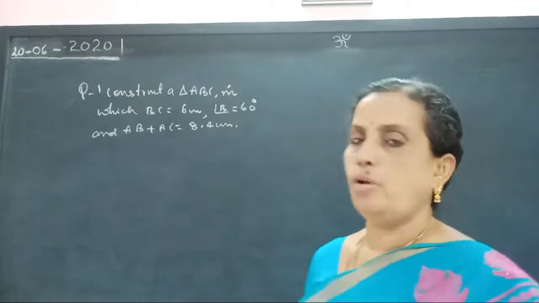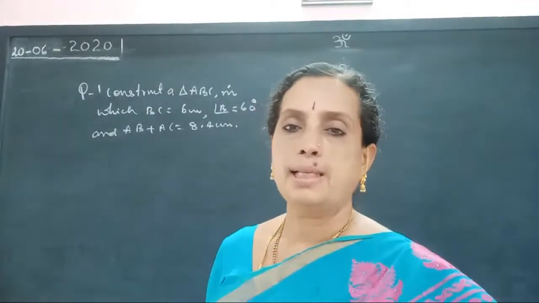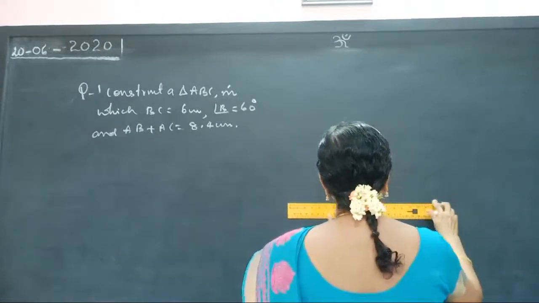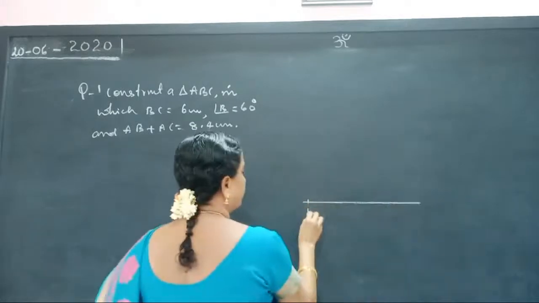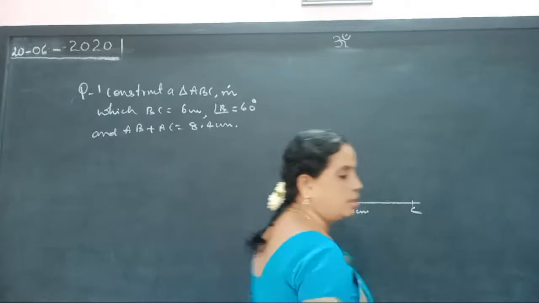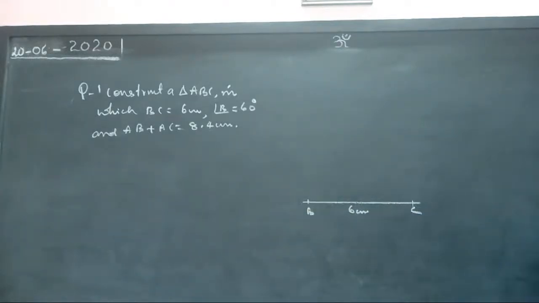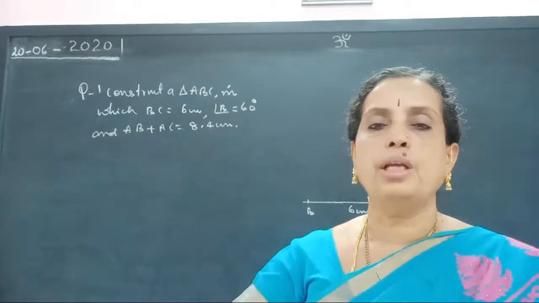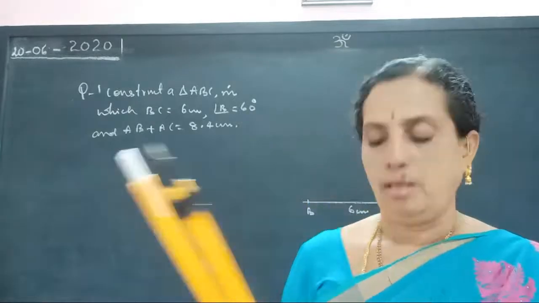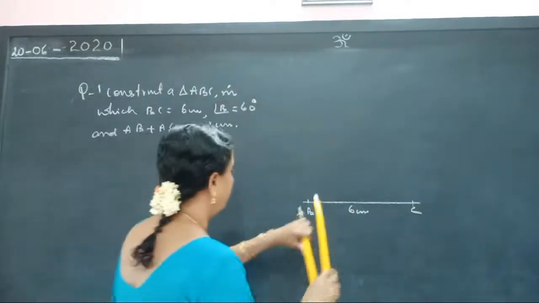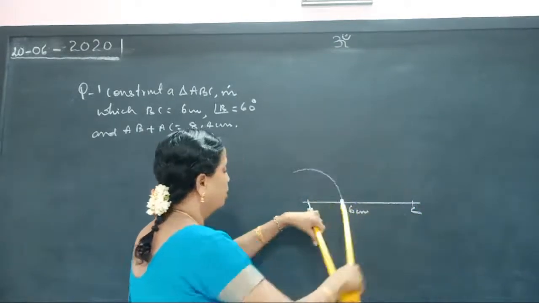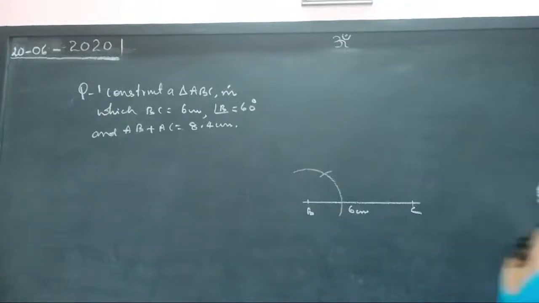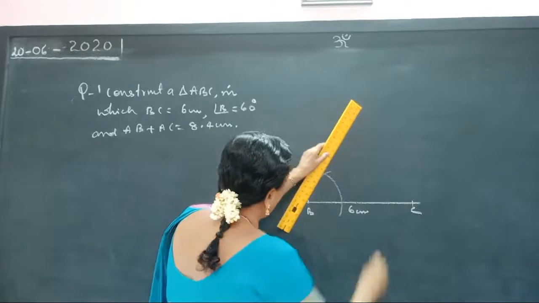What is the first step? You have to draw a baseline measuring 6 centimeter. Name it as BC. Write the measurement 6 centimeter. Now the given base angle is 60 degree. You all know how to construct a base angle without using a protractor. So now take your compass with convenient radius, construct 60 degree here. After constructing 60 degree, now extend the line passing through that arc.